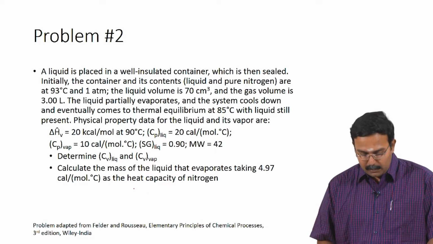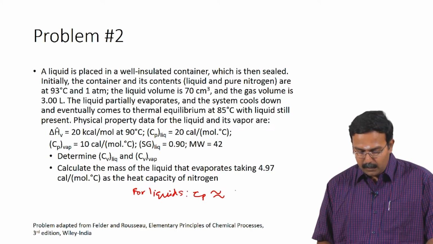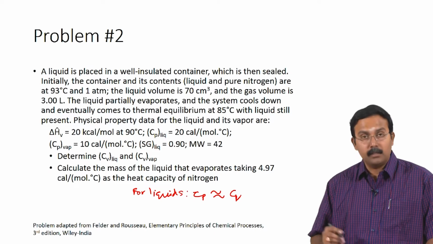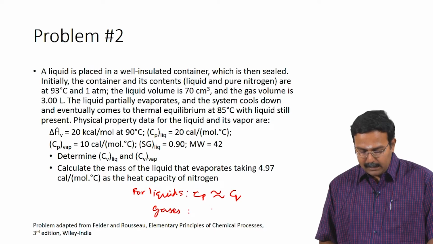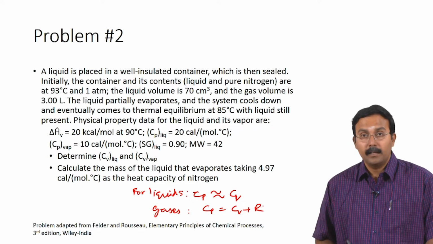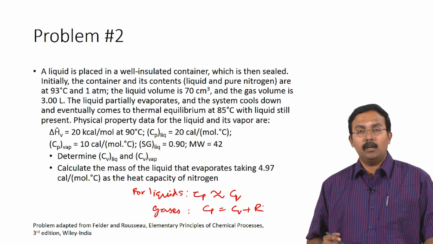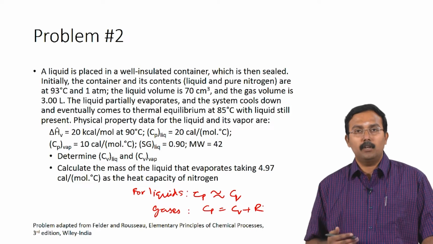For liquids, Cp equals Cv, and this is an approximate equality, a good approximation to use. For ideal gases, it is Cp equals Cv plus R. So, these are the two correlations which we have been told. Using this we can calculate the Cv of the liquid and the vapor phase of component A.